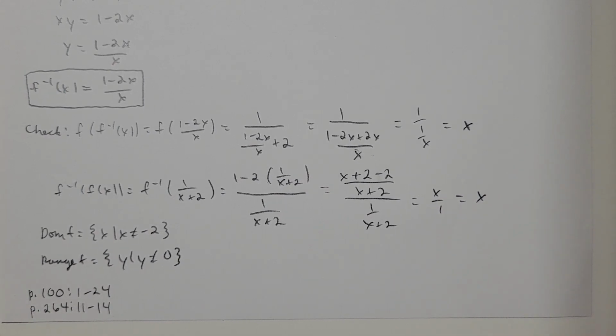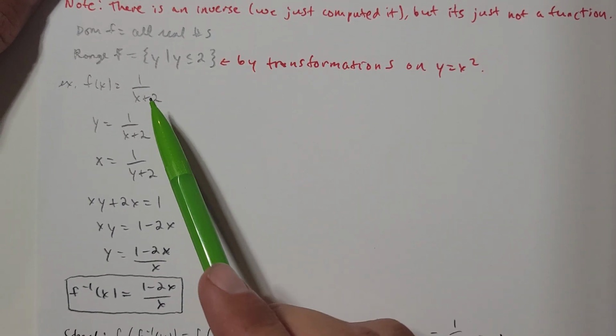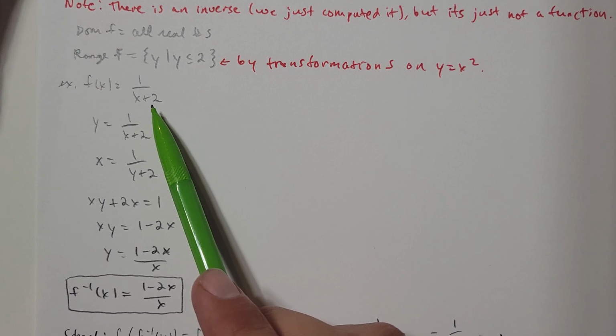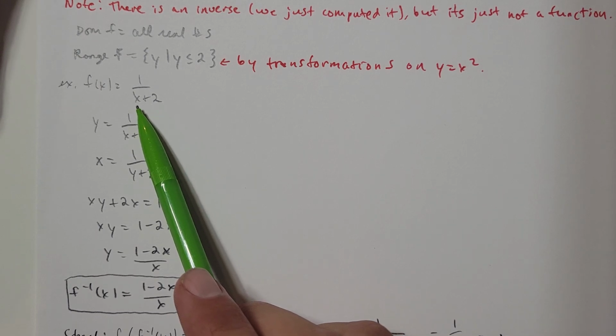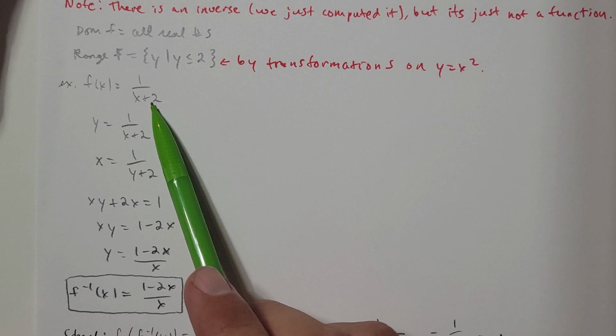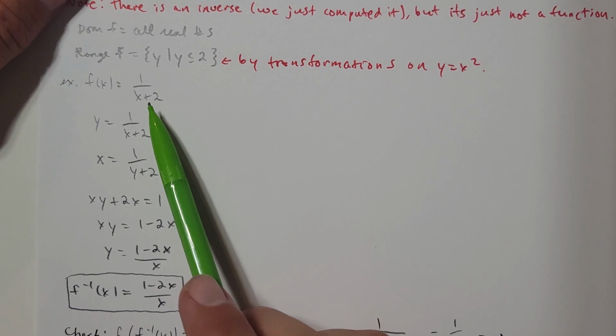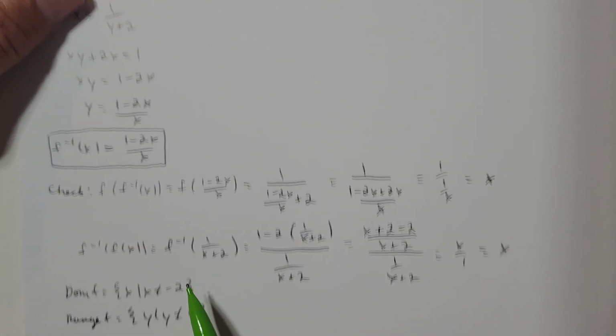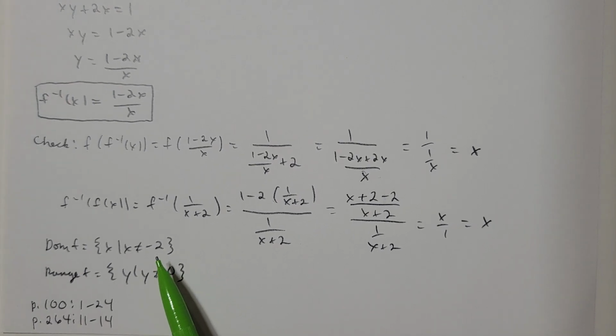Now, what if we want to know the domain and the range of f? So here's f of x. I know I can't divide by 0, so x cannot be negative 2. Negative 2 plus 2 is 0 down under. So I don't want x to be negative 2. So I'll say the set of all x such that x is not equal to negative 2. That's the domain of f.